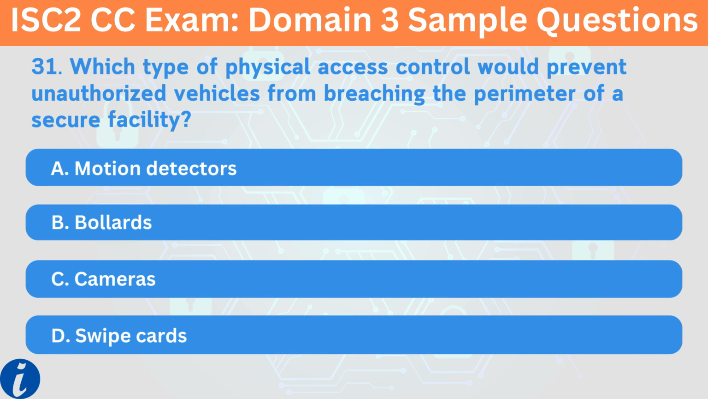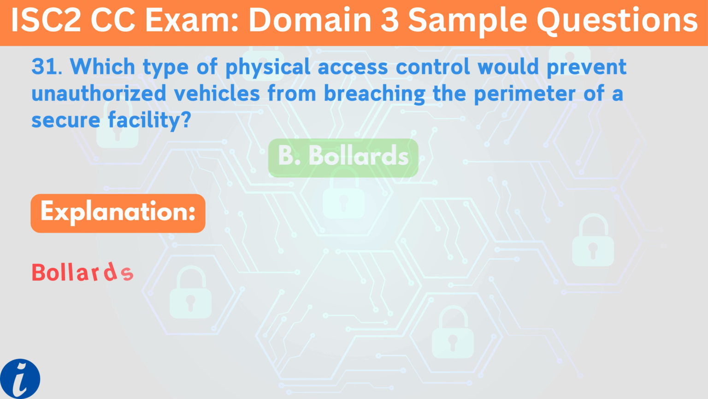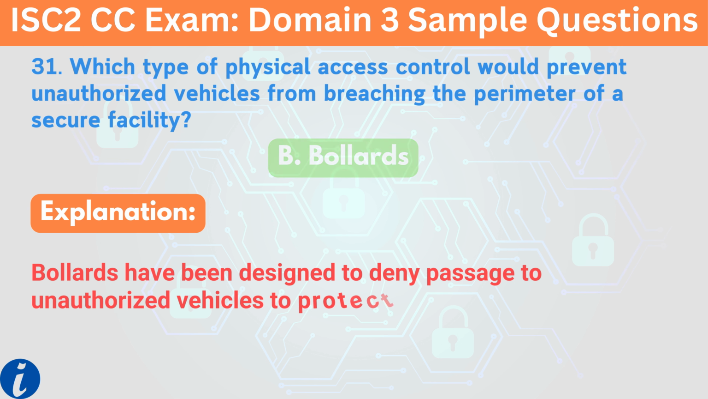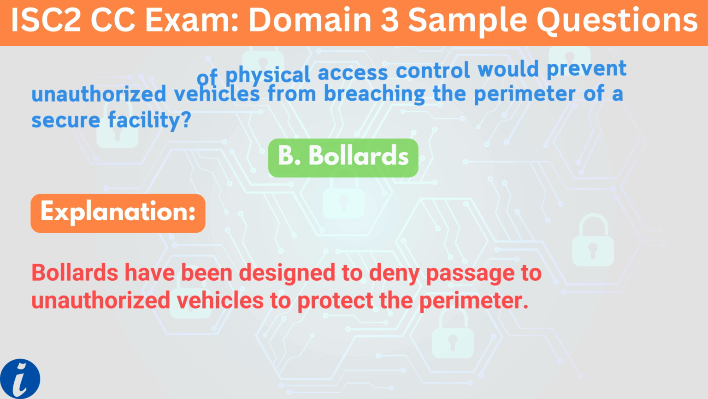31. Which type of physical access control would prevent unauthorized vehicles from breaching the perimeter of a secure facility? A. Motion detectors. B. Bollards. C. Cameras. D. Swipe cards. The correct answer is B. Bollards. Explanation. Bollards have been designed to deny passage to unauthorized vehicles to protect the perimeter.